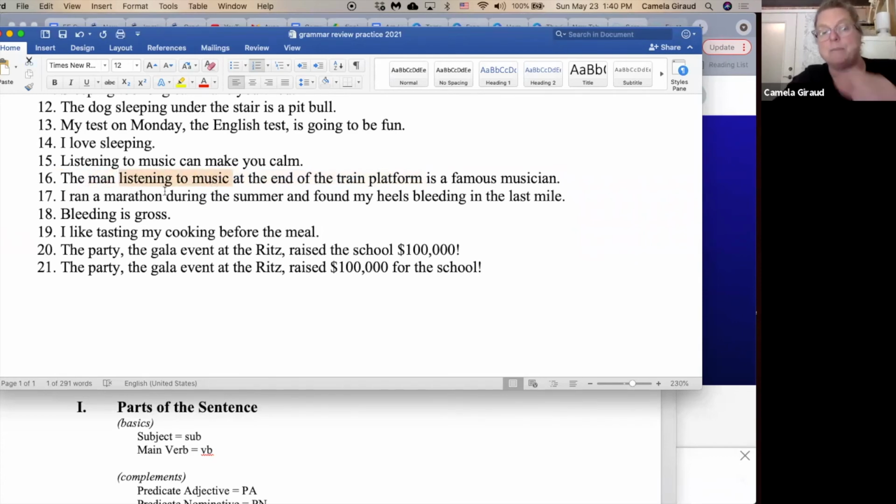Listening to music, that's a verb form. It's a participle describing which man. It's not the man brushing his hair or smoking a cigarette. He's the man listening to music. And then at the end is a prep phrase, at the end of the train platform. At the end of the train platform, it's where he's listening, right? So those are both adverbial, right? He's at the end of the train platform.